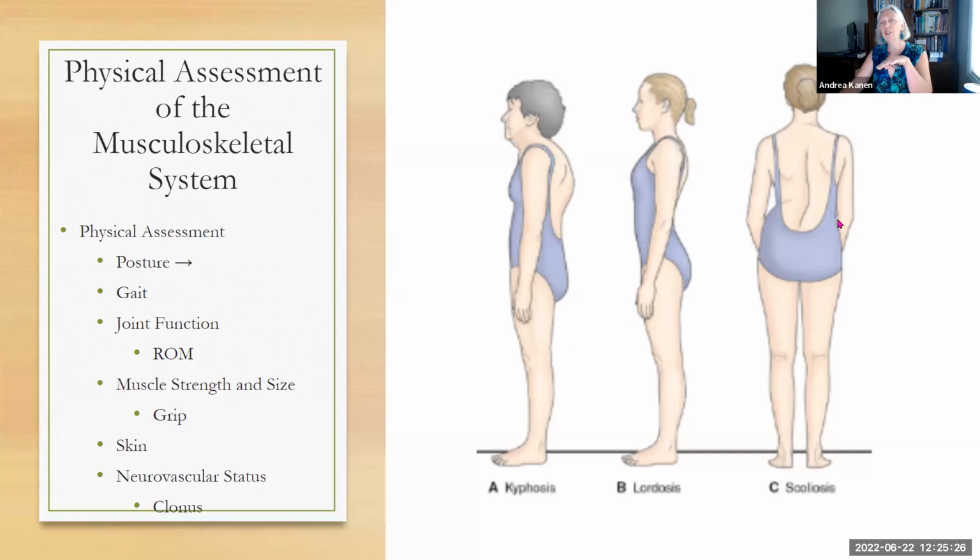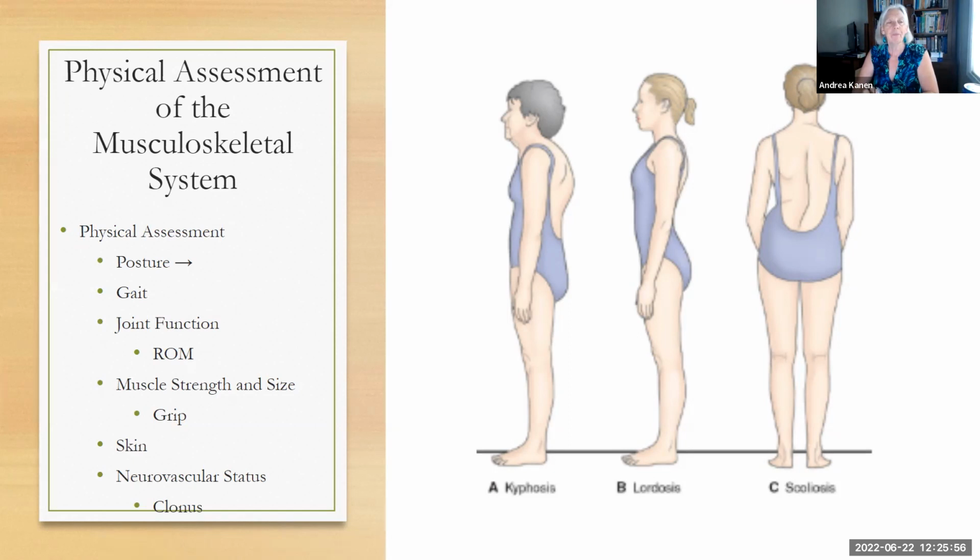We're going to also be looking at gait. How are they ambulating? Range of motion for joints. Check muscle strength and size. So, you know, when you're doing your assessment, you say, squeeze my hands, squeeze them hard. On their feet, I'll put my hands up and say, push your feet against my hands as hard as you can. So again, just ways that we're assessing muscle strength. We're going to look at skin and neurovascular status.